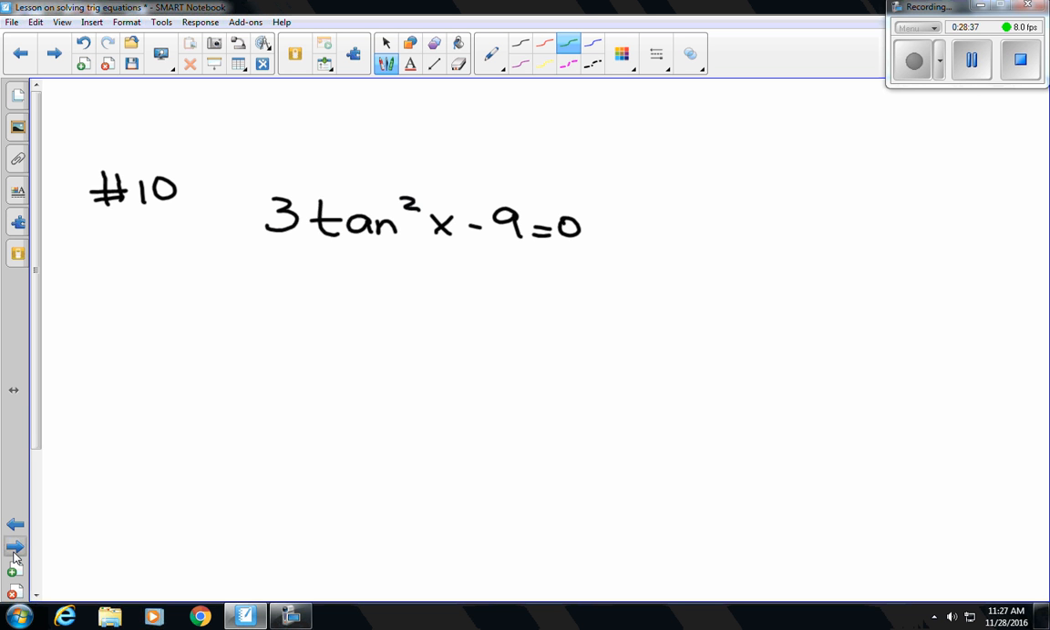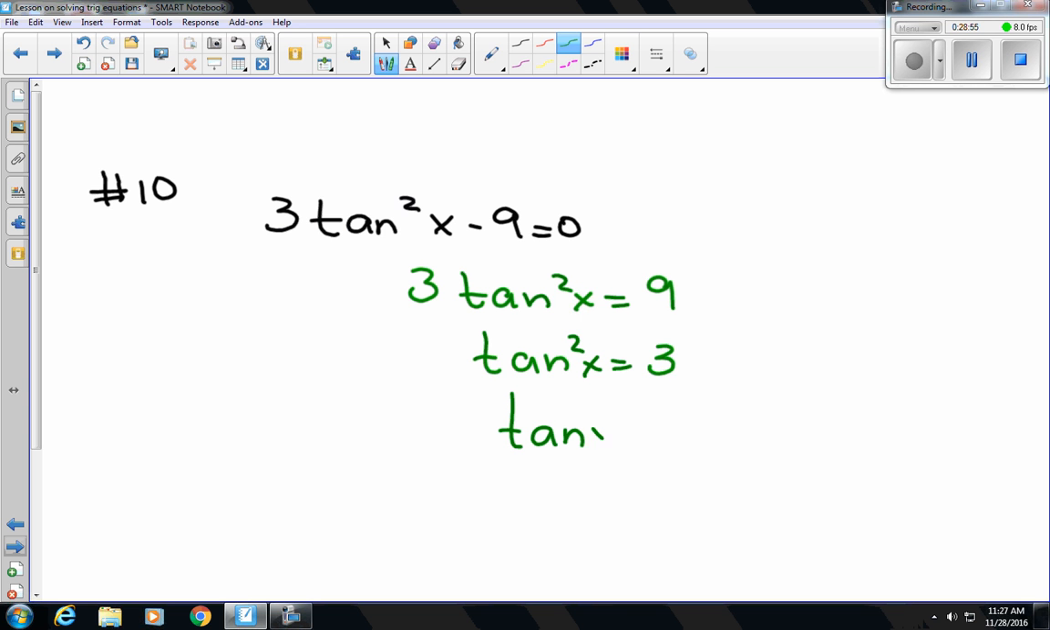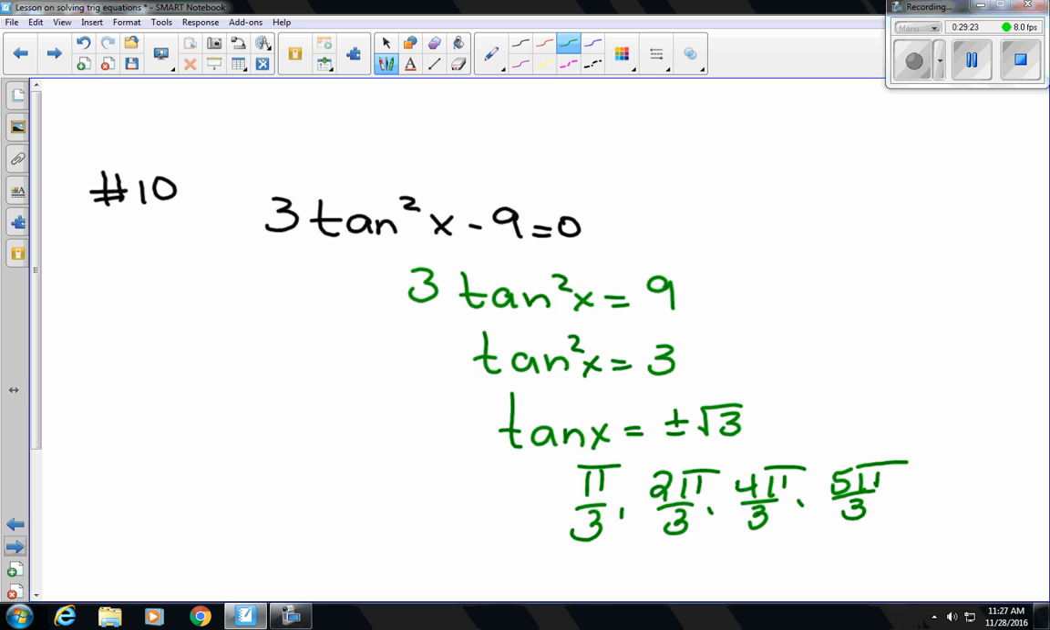What's your first step? 3 tangent squared x equals 9. So tangent squared x equals 3. Tangent of x is equal to plus or minus the square root of 3. So that's all 4 quadrants. All 60 degrees. What's your first one? Pi over 3. 2 pi over 3. 4 pi over 3. 5 pi over 3. Same answer as before, right?